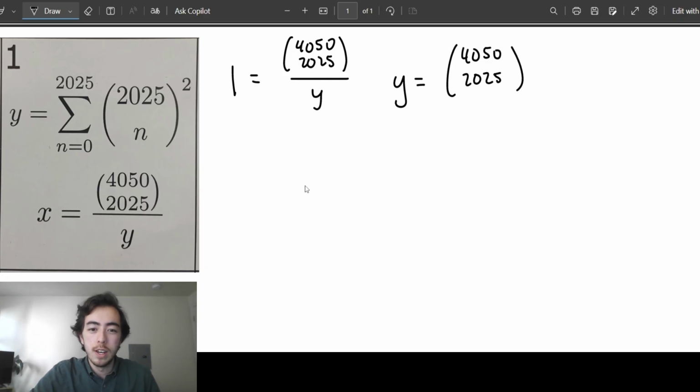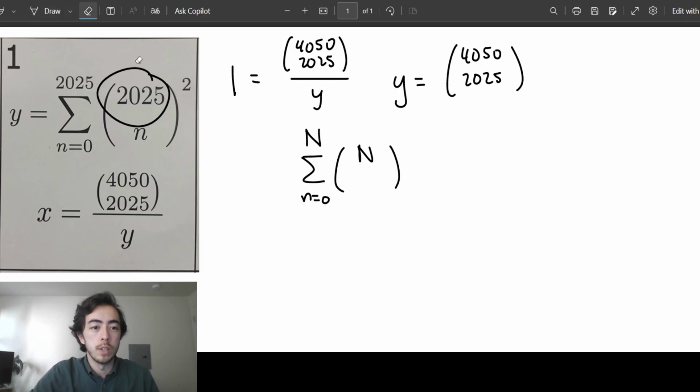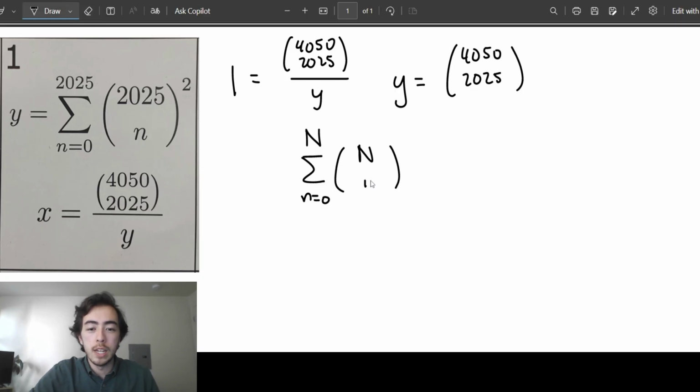I want to see if the sum from n equals 0 to any given number, not specifically 2025, I'm just going to call it capital N, the sum from 0 to capital N of, again, another capital N here, because that's the 2025, big N choose little n squared. I'm really curious to see if this is actually equal to 2N choose N.